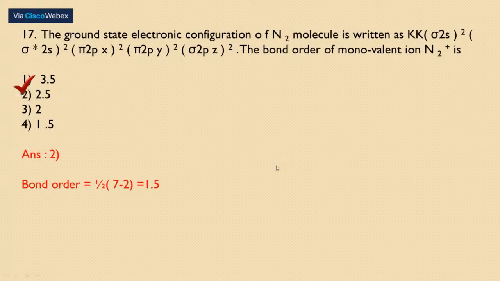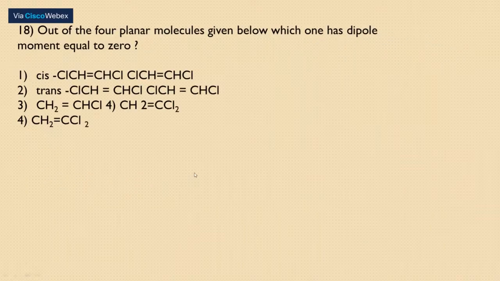Sorry, it is 2.5. So you just calculate this. I'm sorry for this, this is actually not 1.5. You just make the correction. It is 2.5 because 7 minus 2 is 5, and 5 by 2 gives 2.5 as the answer. I'm very sorry for this.